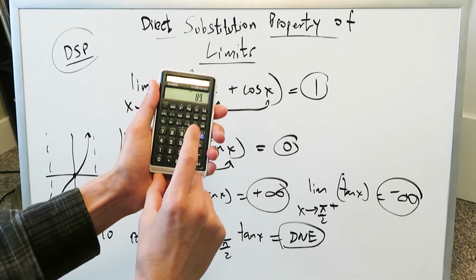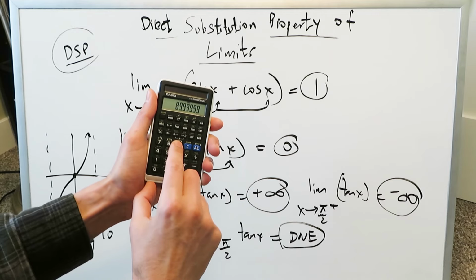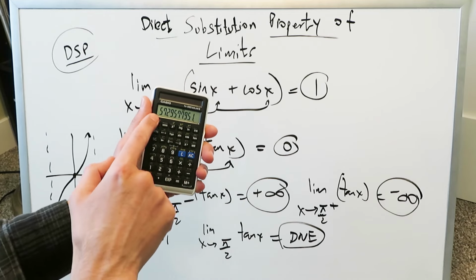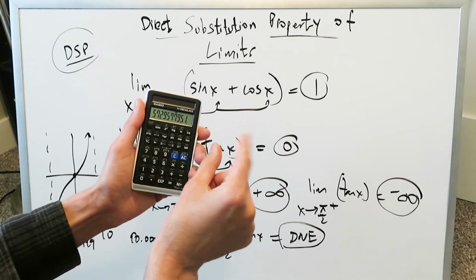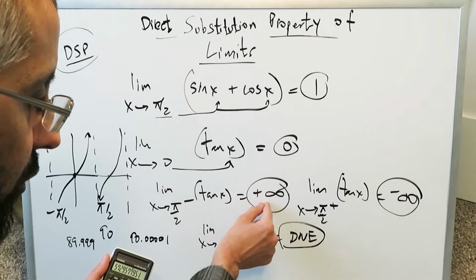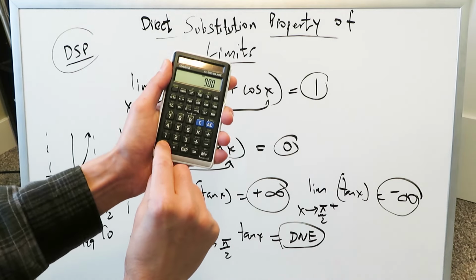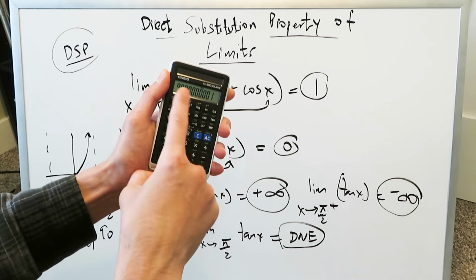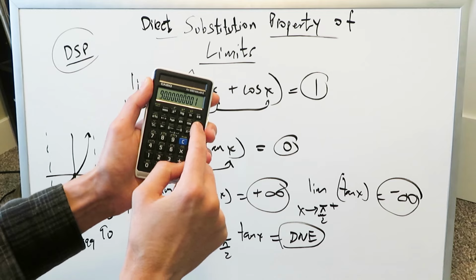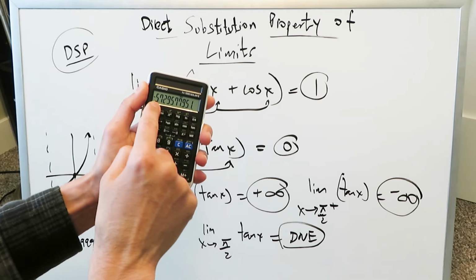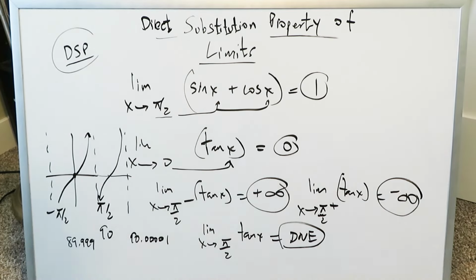If I'm doing a left side value close to 90, 89.999, all that, and I tan it, I'm getting an extremely large number. If I add more 9s, it will become more and more close to positive infinity. From the right side, I'm picking a value 90.0001. Add more zeros if you can, but tan it, you'll get a minus very large number. So it confirms you're getting a minus infinity.